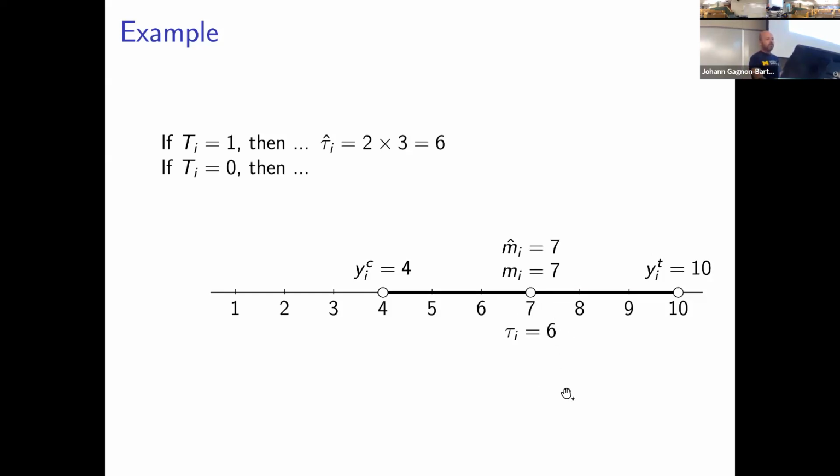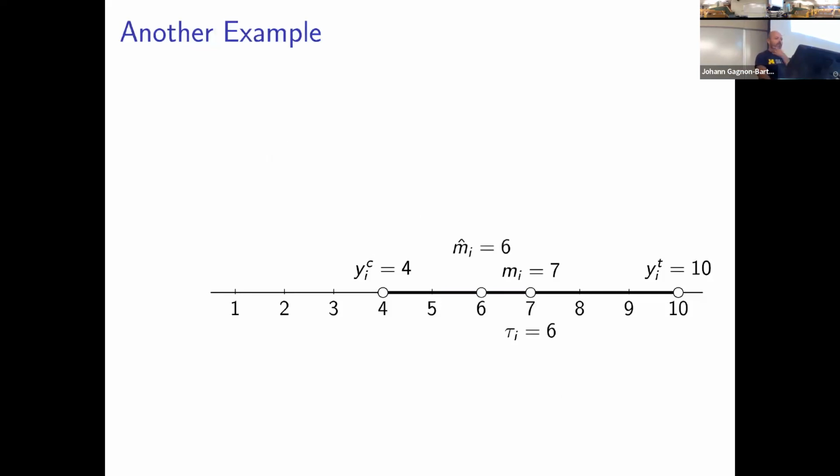On the other hand, if we end up in control, our observed outcome is this 4. We look at this difference, which is 3. We double it, get 6, and again, which is right. So the expected value is 6. The variance is 0. If we were a little bit off, so we had guessed M_i to be 6, when in fact it's 7.